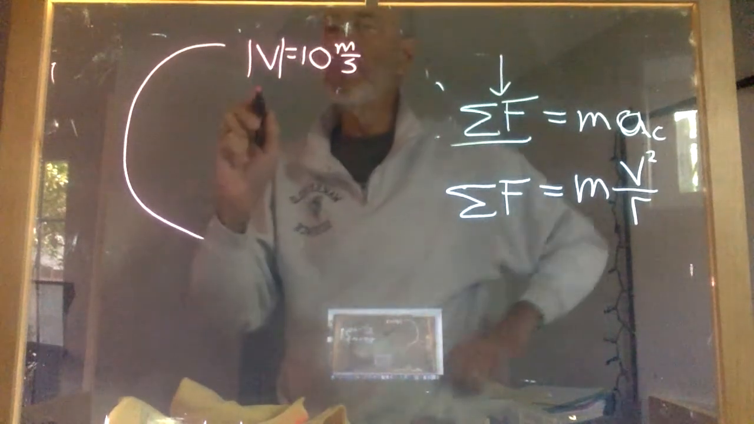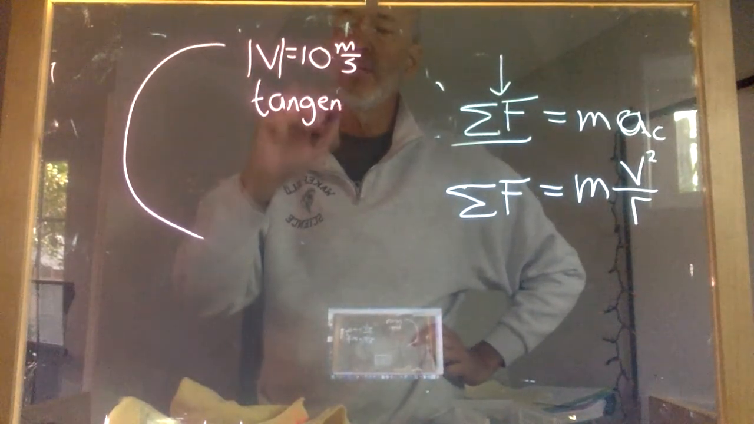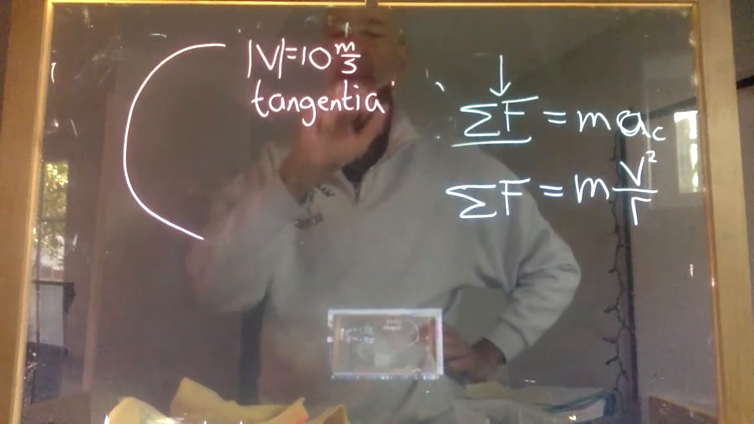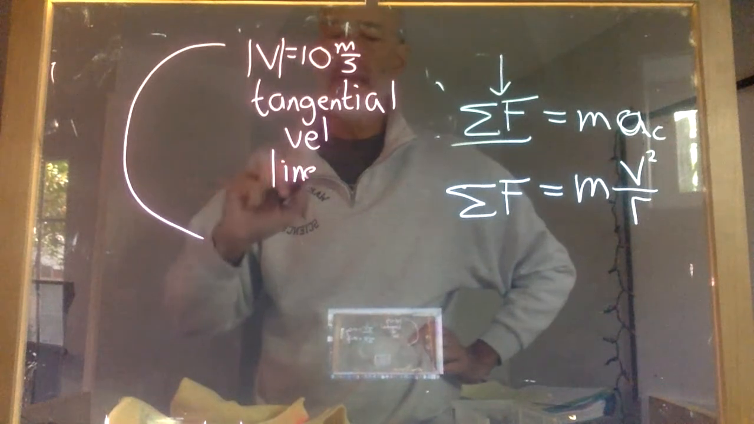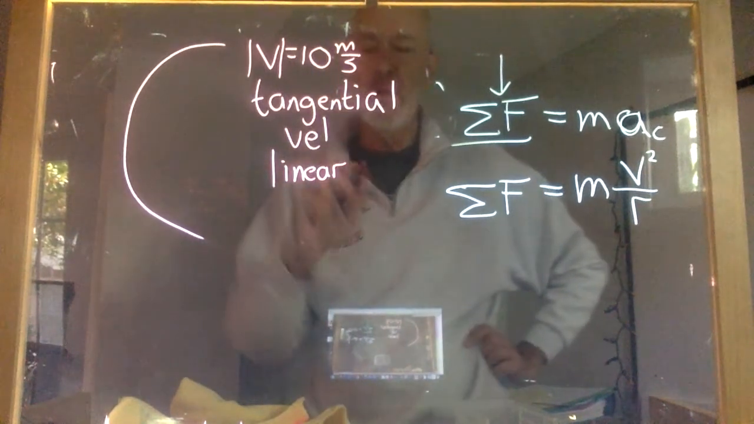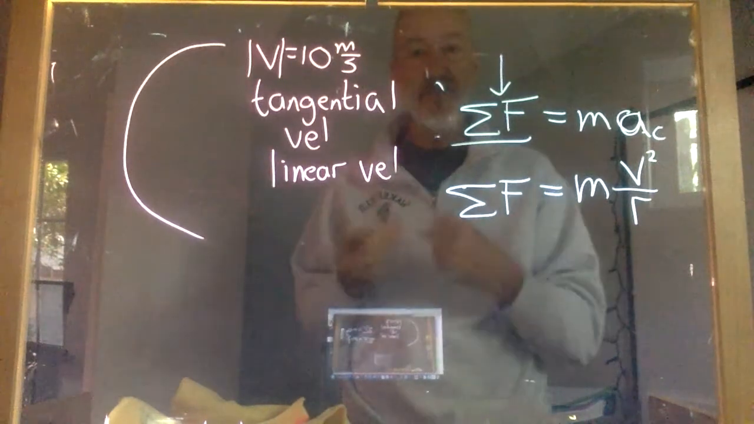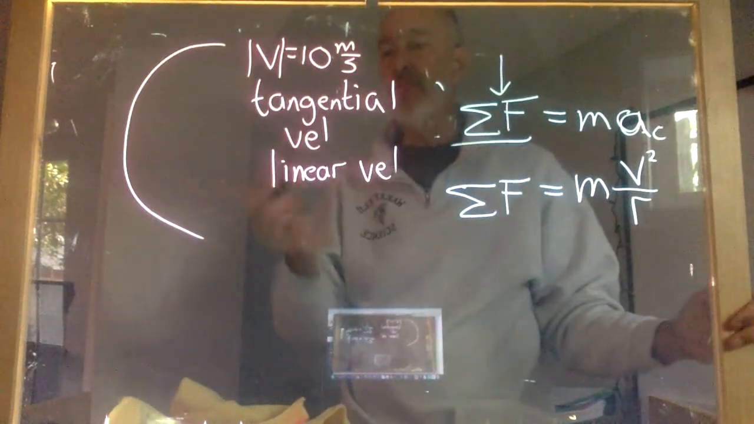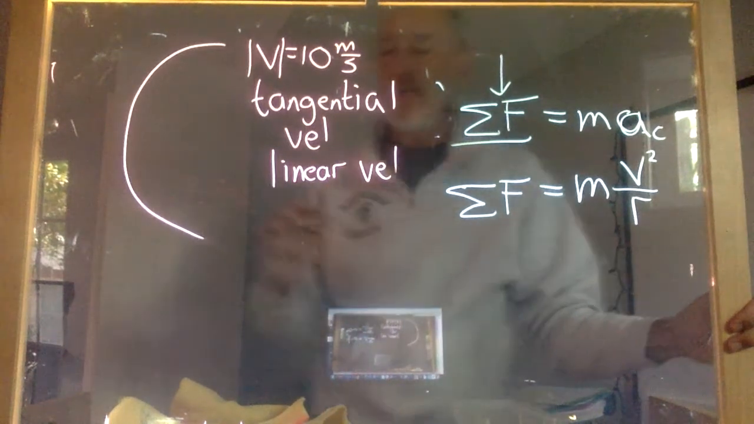I also call this tangential speed or tangential velocity. Sometimes we call it linear velocity. In other words, not worrying about what direction it's going. We just care about how fast it's going. So you'll hear me say speed, tangential velocity, linear velocity. That's just how fast.